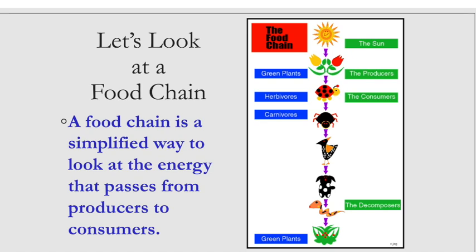Very good. Then you have herbivores, which only eat plants. That's part of the consumers. And then you have carnivores that eat only what? Meat. They eat other animals.